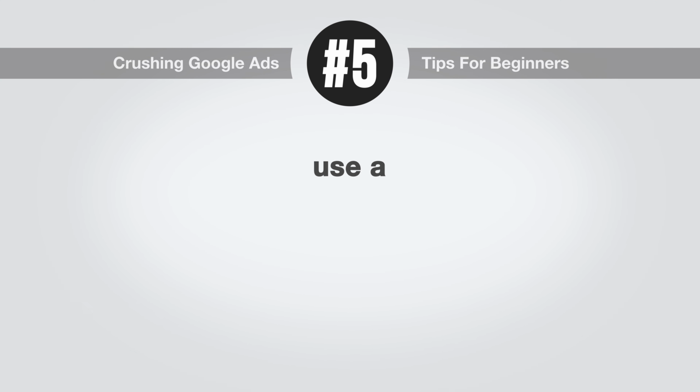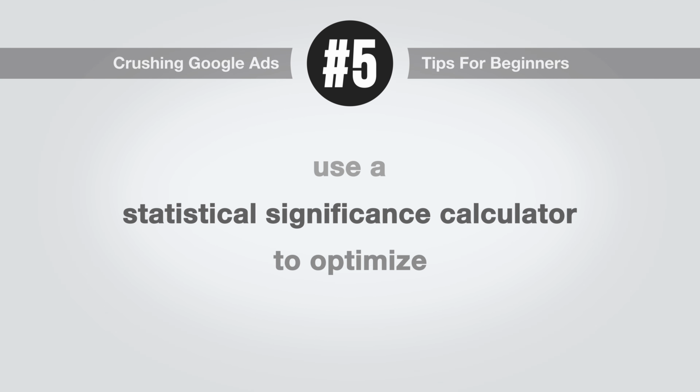Number 5, use a statistical significance calculator to optimize. Now, one of the big mistakes that I see a lot of Google Ads beginners make is they don't give things enough time. So they might create some new ads, they might target some new keywords, and they're looking to draw conclusions when they just don't have enough data.